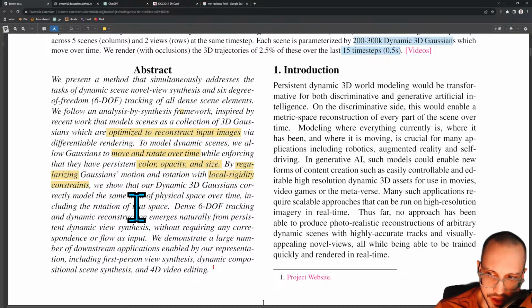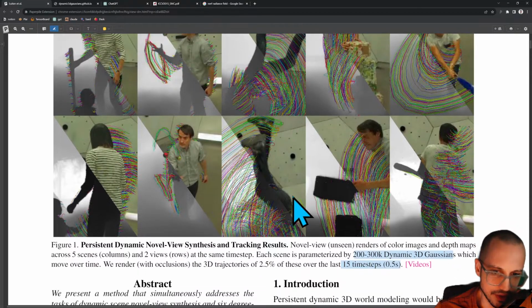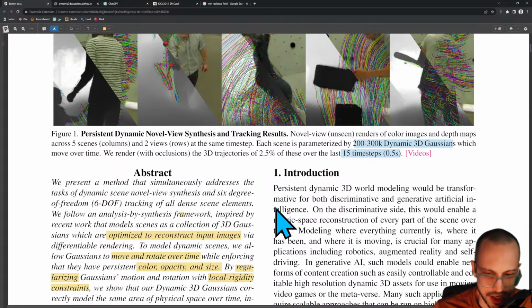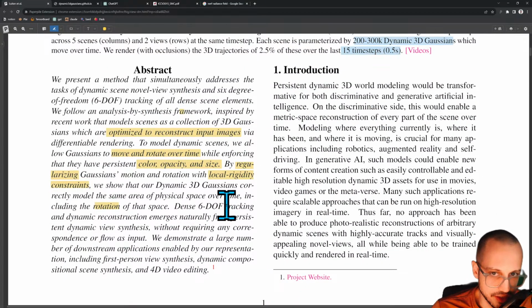We show that our dynamic 3D Gaussians correctly model the same area of physical space over time, including the rotation of that space. Okay, so obviously if you have move and rotate, you're going to have rotations. Dense 6DoF tracking and dynamic reconstruction emerges naturally from persistent dynamic view synthesis. Okay, so if you have a bunch of little Gaussians that you're enforcing to be locally rigid and you're moving them over time, that means that you're going to be able to basically just get tracking for free, because you can just say, okay, well, what is the position of each of these little Gaussians? And look at that. I just have tracking now if I wanted to have that. Without requiring any correspondence or flow as input.